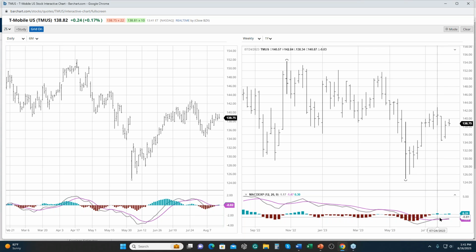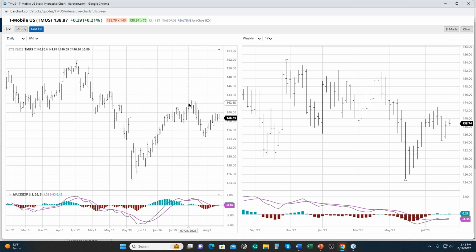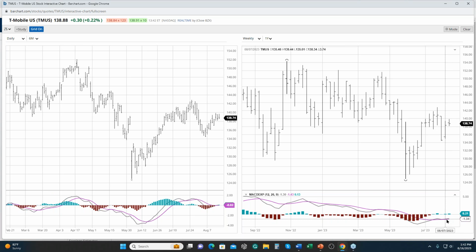What I notice here on the weekly for T-Mobile is, yes, we have a positive histogram, but we're still in the negative for the weekly. So in this case, what we see is a transitioning market, but we still don't have that confirmation. Probably a stronger higher high would be a greater confirmation, and maybe we might want to wait at a weekly level for our signal line and our MACD line to cross above the zero.